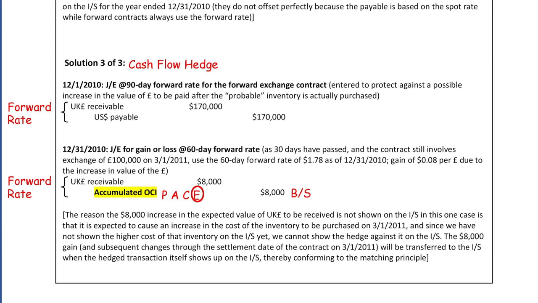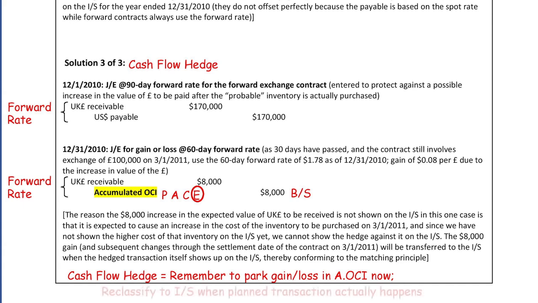Make a note on the bottom of this page, right? Cash flow hedge means remember to park gain or loss in accumulated OCI now, and reclassify to income statement when planned transaction actually happens.